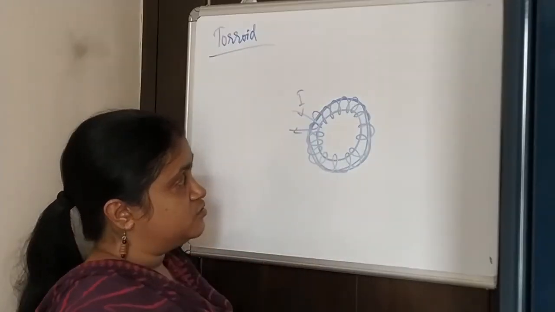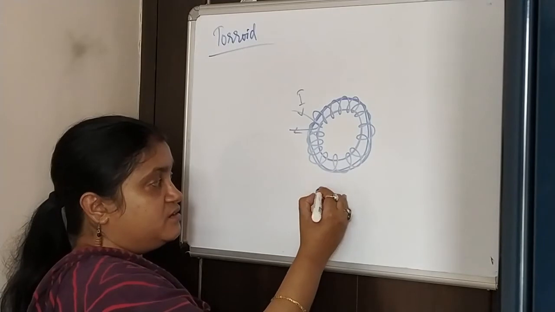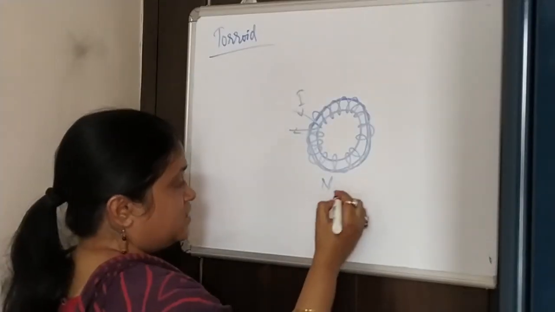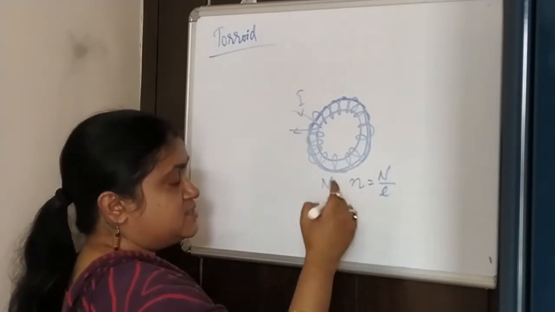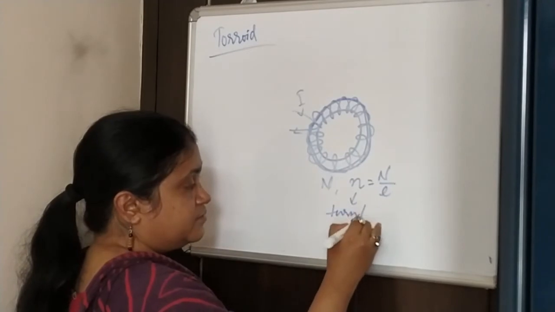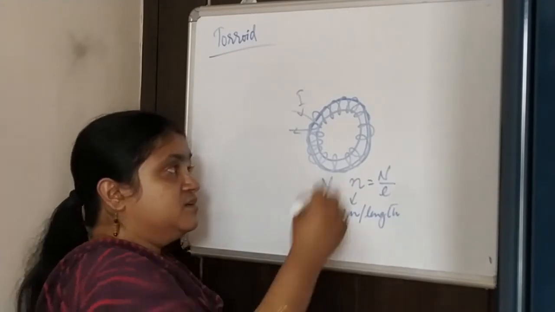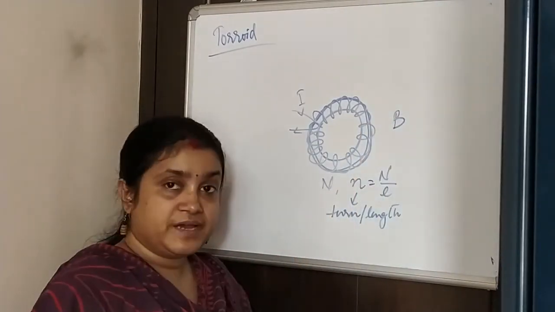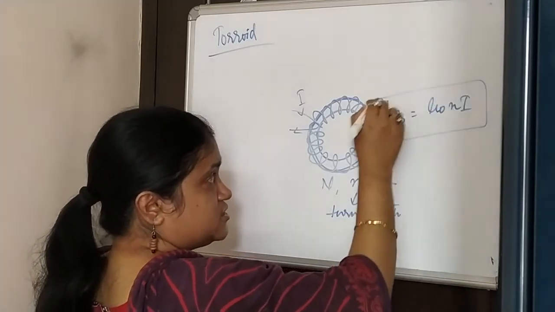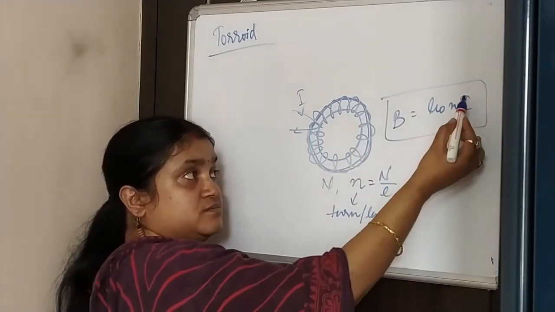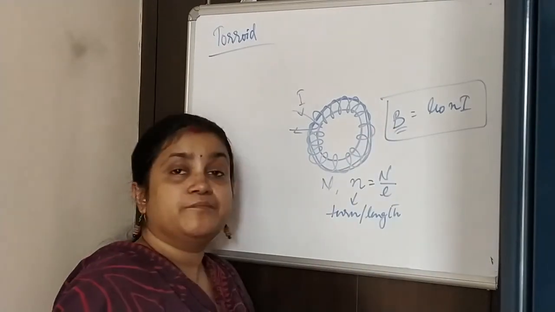So this is the toroid. Suppose in the same way there are N number of turns, and N by L is your turns per length. Then the magnetic field produced by the toroid is mu naught n I. So just by controlling the current and the number of turns, we can produce a desired magnetic field.